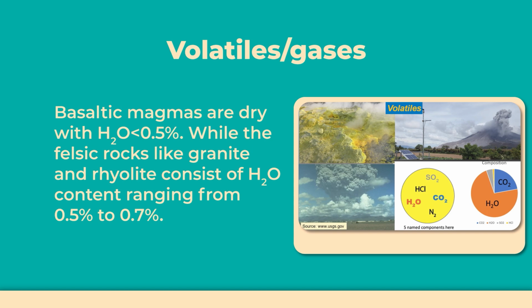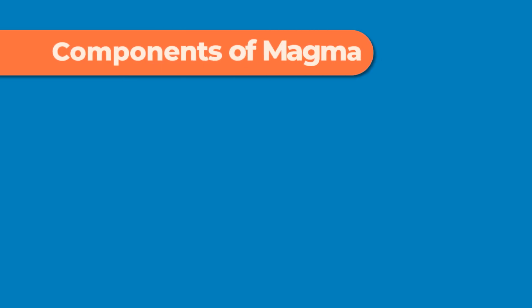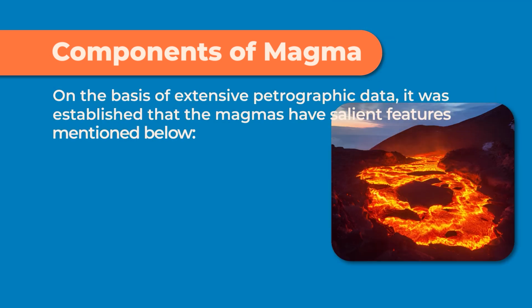You see on your screens on the top left, sulfur dioxide that is escaping, and by the process of sublimation it is forming a yellow deposit comprising sulfur. And you see a pie chart which shows you the average percentage of different volatiles that comprise a magma. Now let us talk about the composition of the magma.